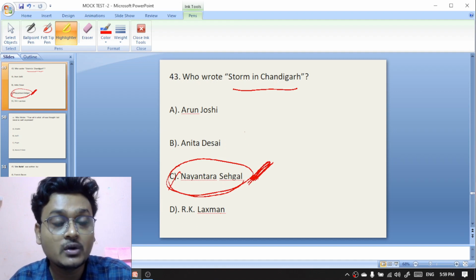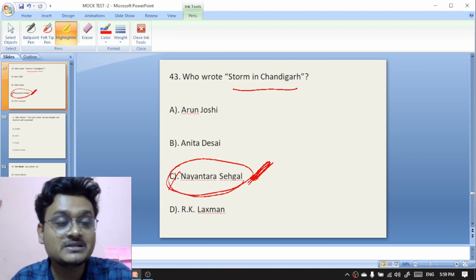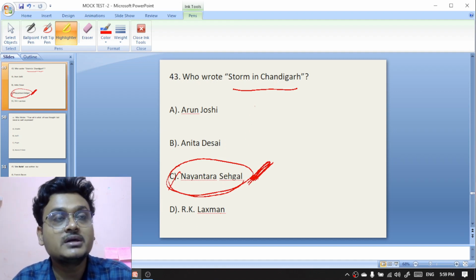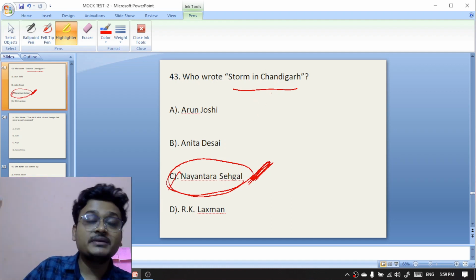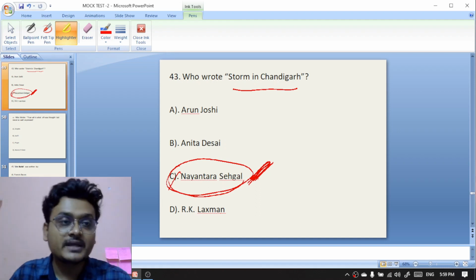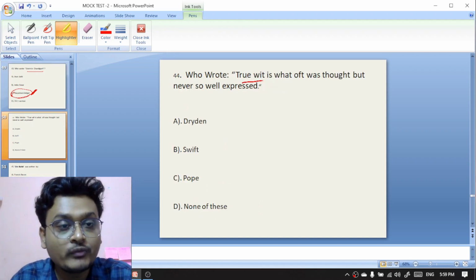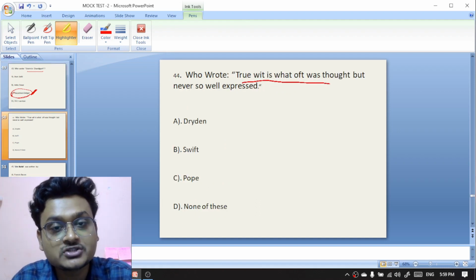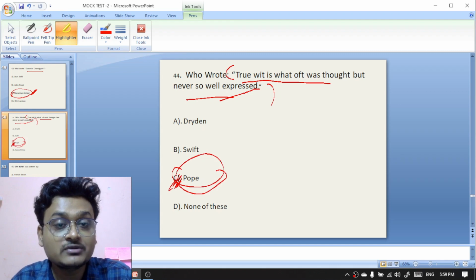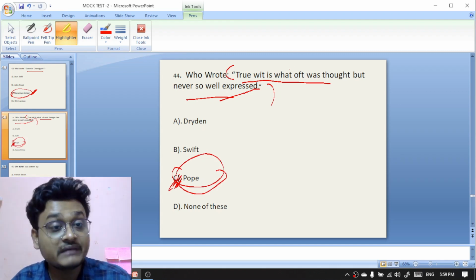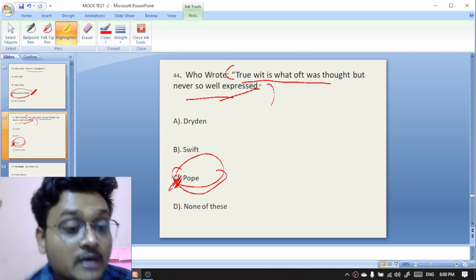She has also written novels like Rich Like Us. And that is Storm in Chandigarh. Next question. Who wrote "True wit is what oft was thought but ne'er so well expressed"? It was said by Pope. Pope is the right option here.